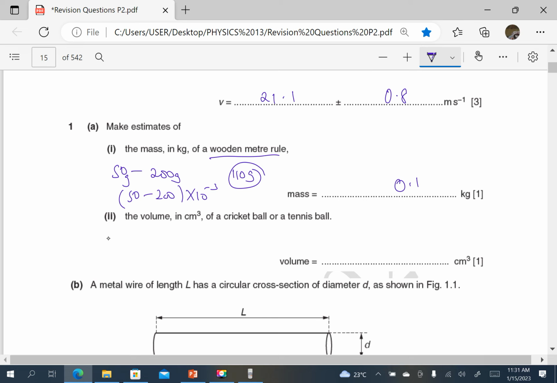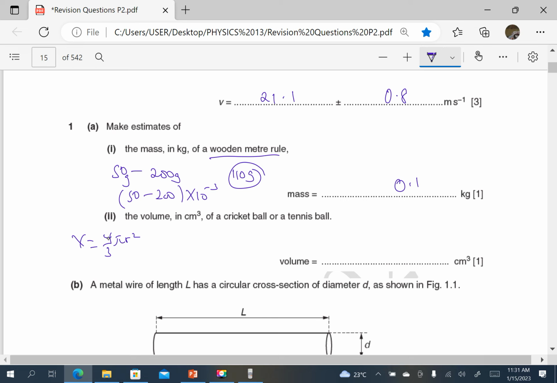A cricket ball, you can try to estimate its radius or its diameter, and then you try to find the volume. If you consider it being spherical, volume is going to be equal to 4 over 3 pi r squared. You can look at your ruler and you imagine a cricket ball.